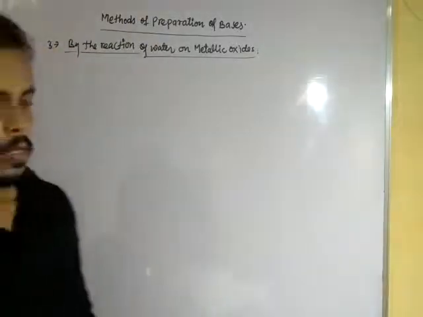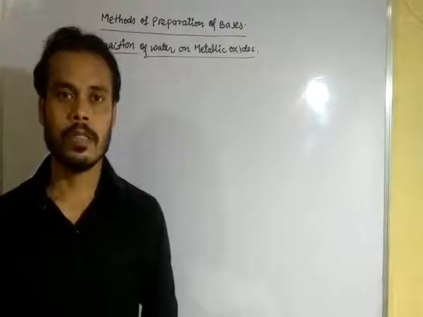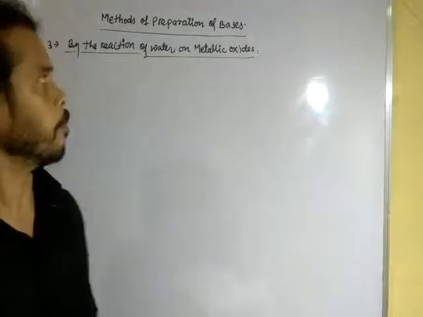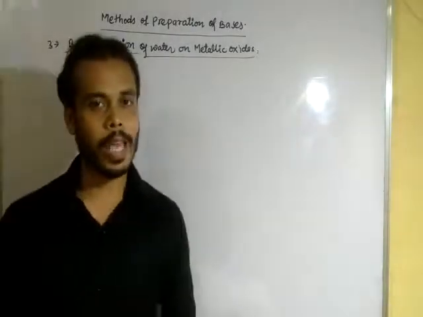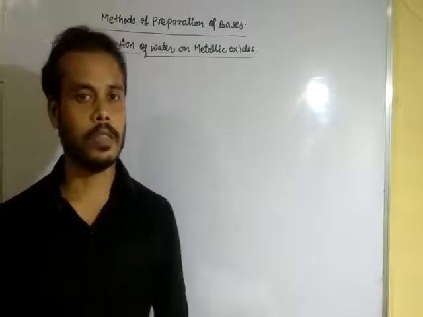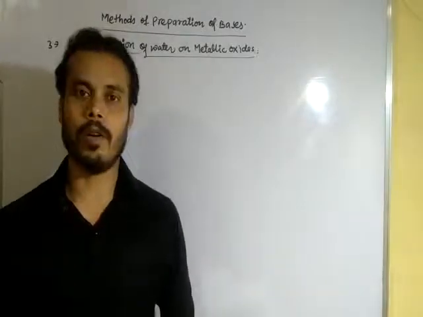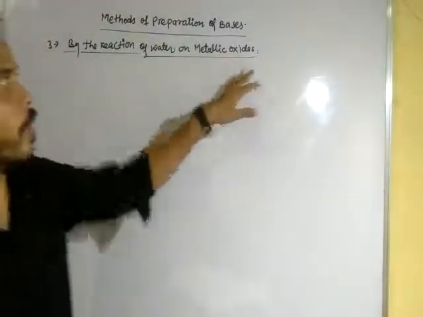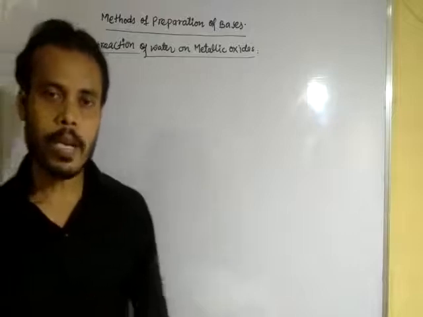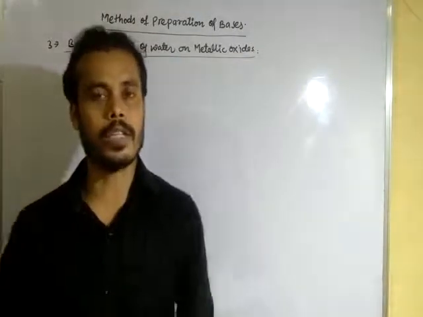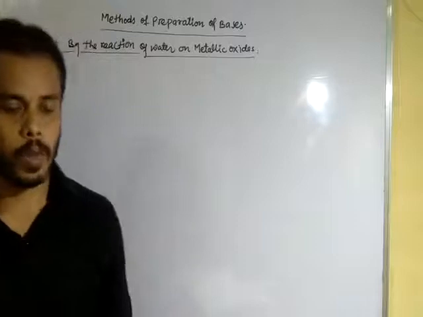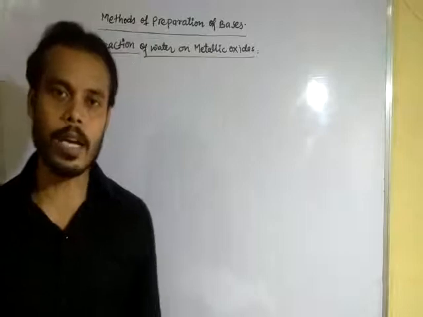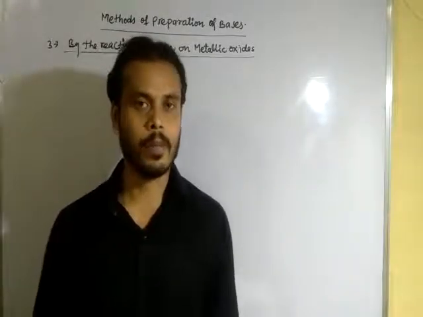We were discussing the general methods of preparation of bases, and we have already discussed two methods. The third one is by the action of water on metallic oxide, when some metallic oxide dissolves in water to form a base. Base means metallic hydroxide, and you know the metallic oxide and metallic hydroxide are both bases.